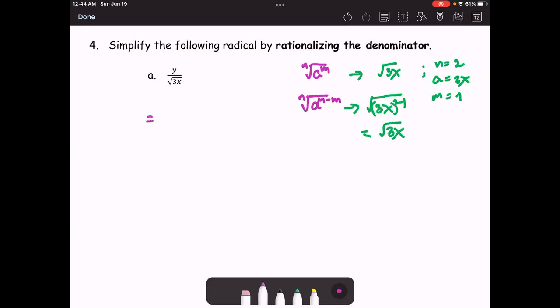So back to the problem, we have y over the square root of 3x as the original expression. So we multiply by the square root of 3x, both top and bottom. Next, we simplify the product of the numerator to be y times the square root of 3x. The denominator is the square root of the quantity 3x squared.